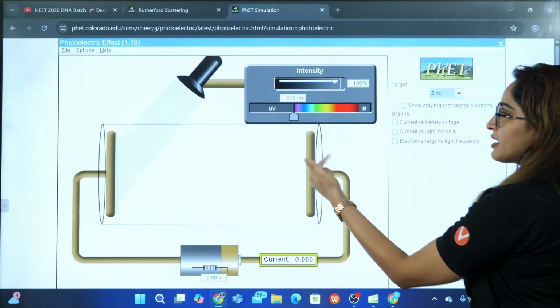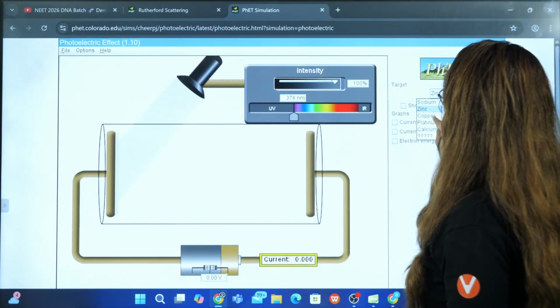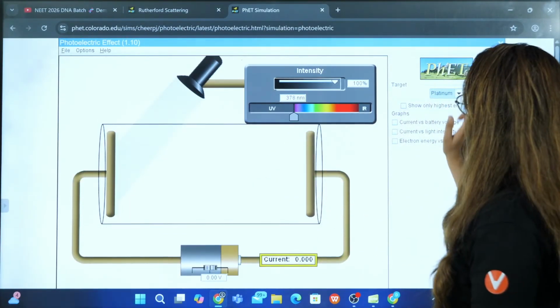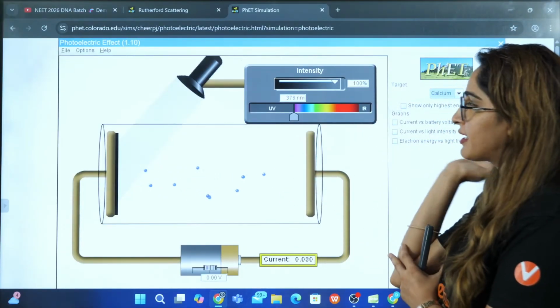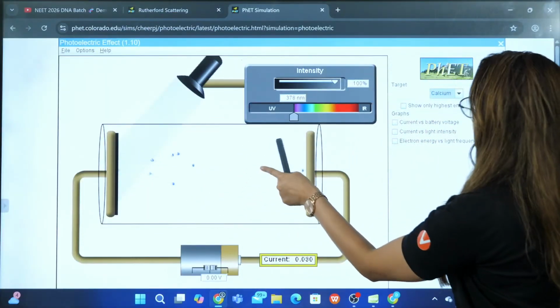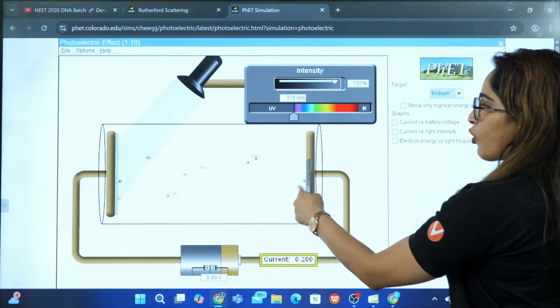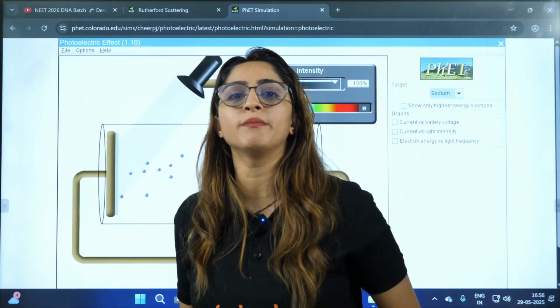With zinc, there is no flow of current. There is no electron that is being ejected, right? Copper, no current being ejected. Platinum, no current. Calcium can eject some current at this. That means some electrons are being ejected. If you see, calcium is still slow. Sodium is fast. Can you see? Sodium is fast. That means the work function of sodium is lower.